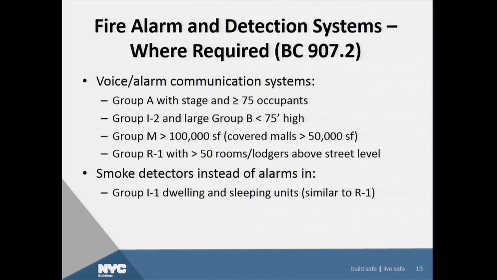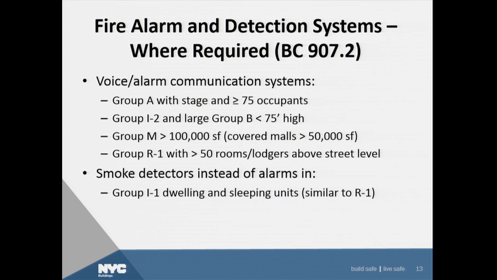Okay, so voice alarm communication systems. There are a few new provisions here and some clarifications with respect to Group A. We know that's assembly occupancy with a stage and greater than 75 occupants. You can have a stage, you might be required under this provision, so you'll look it up and see if it needs to have a communication system. Group I-2 are hospitals and nursing homes, and large Group B that are less than 75 feet high. We already had the voice communication system for the high-rise Group B business, but not for the large footprint business.